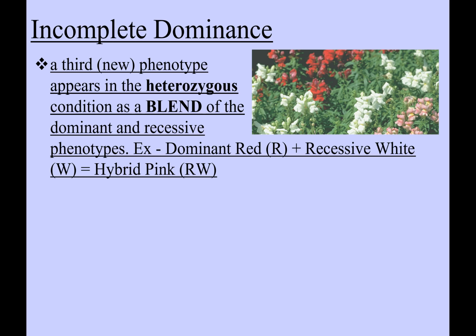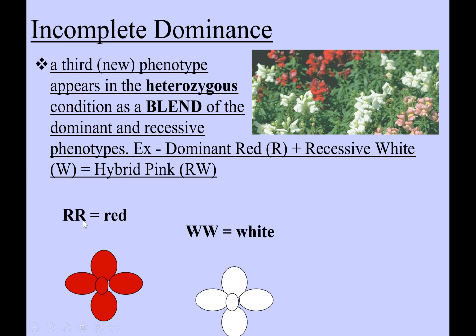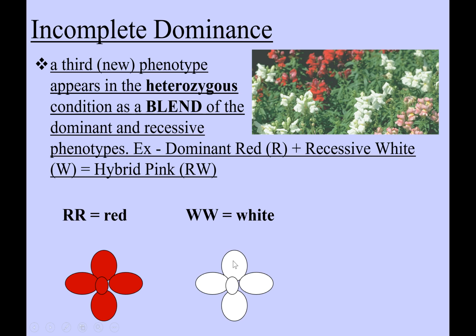So in this case now, if you have a red flower, it is represented by two capital R's in the genotype. A white flower is represented by two capital W's in the genotype. And if you have a pink flower, the pink is the heterozygous, or the hybrid, we call it, of the two. It is a blending of these two colors, right? If you mixed red and white paint, you would get pink paint. Same thing here, except we're talking about flowers.